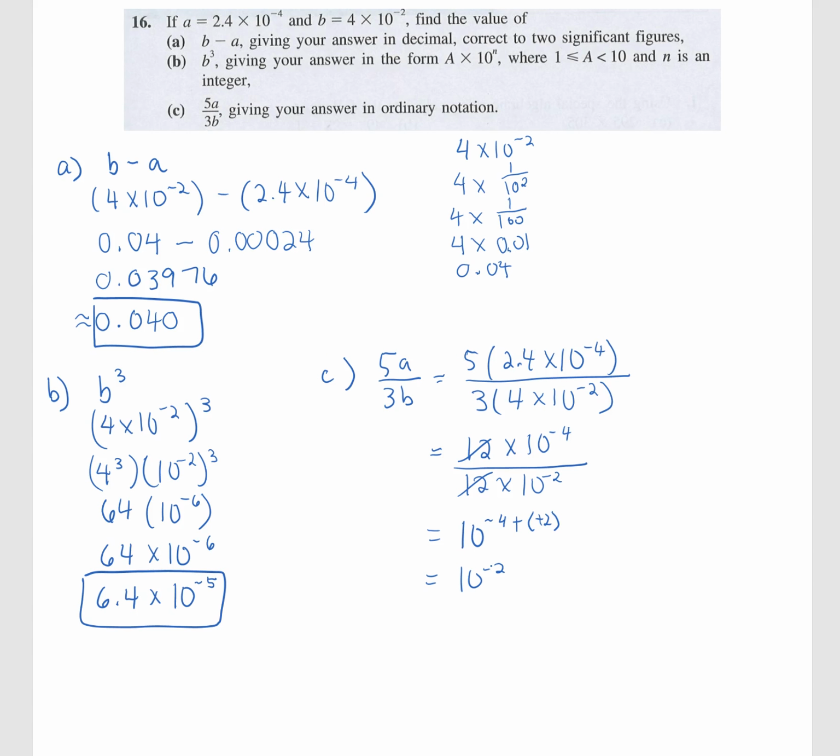But the question asked us to give it in ordinary notation. So again, we can just change this to a decimal like we did up here. So this is the same as 1 over 10 to the power of positive 2, which is the same as 1 over 100. Converting that to a decimal is 0.01. So 0.01 is our answer to part C. And those are the answers to question 16.